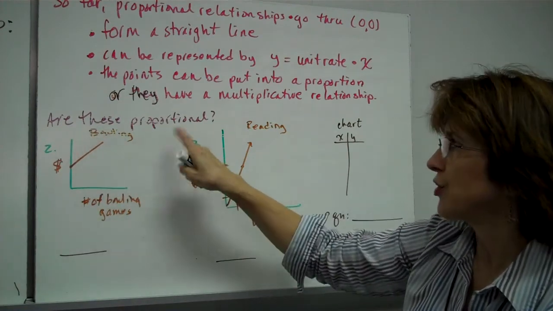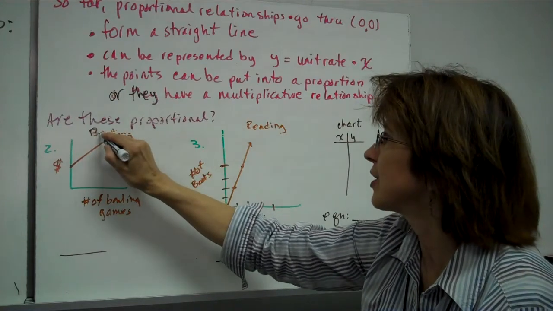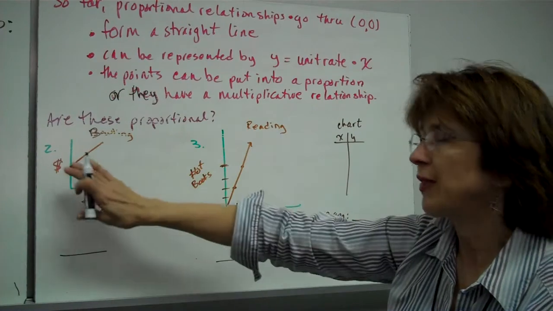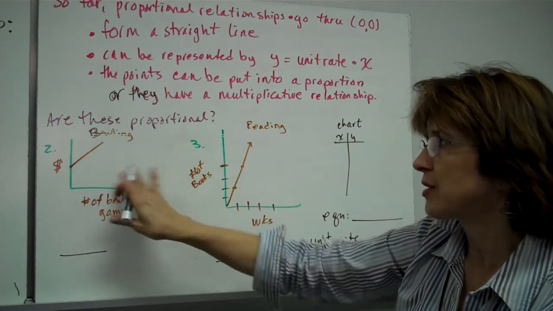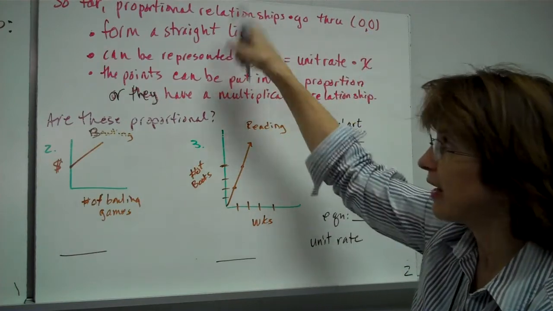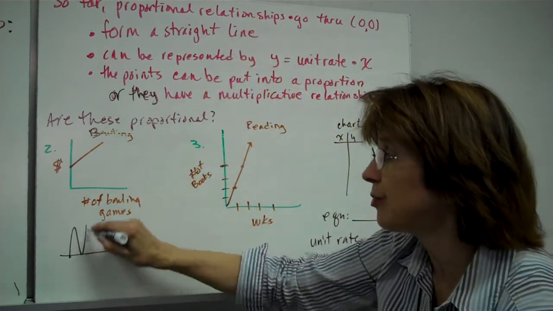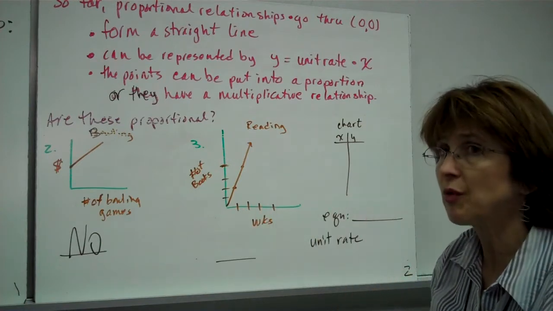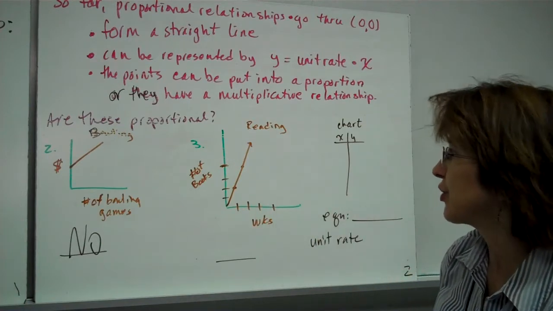Okay, so are these proportional? I'm sorry that it got all scratched up, but one example is bowling. You have the number of bowling games that you bowl and how much it costs you. Just by looking at it, does it go through the point 0, 0? No. So right away, if it's not any one of these, it can't be proportional. We'll be able to do different things with it, which you'll see. But right now, it's not a proportional relationship.